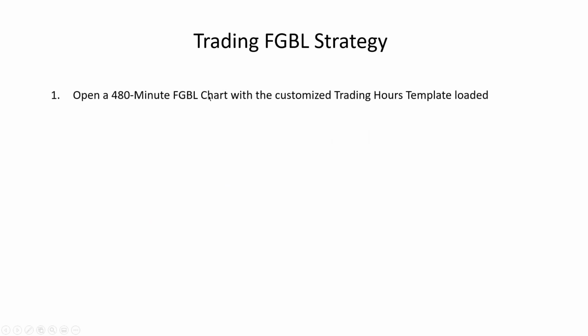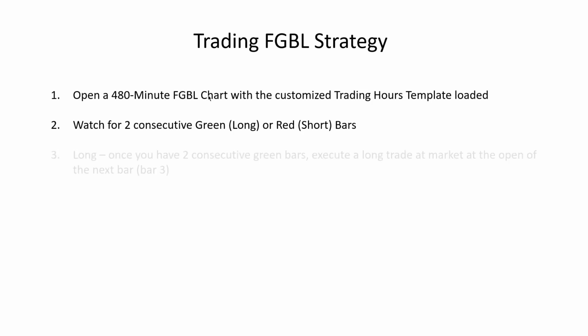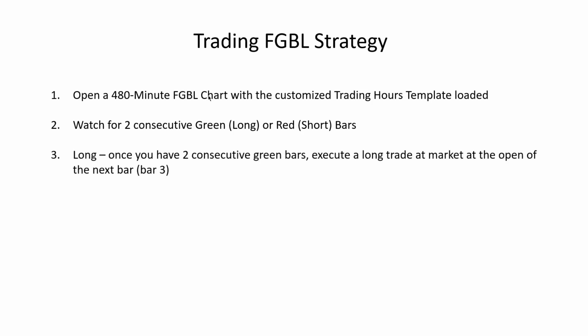Now with that said, let's get back to the strategy. We already did the first step. You want to open up a 480-minute FGBL chart with the customized trading hours template loaded, and now you know how to do that. You want to watch for 2 consecutive green bars or red bars, to go long for green or short for red. Once you have 2 consecutive green bars, execute a long trade at the market at the open of the next bar.